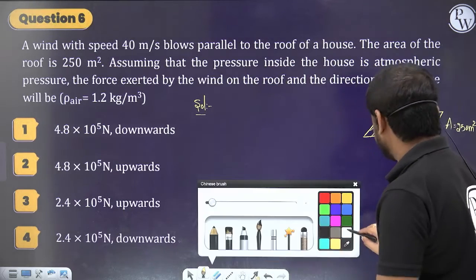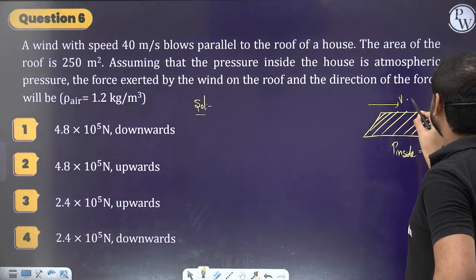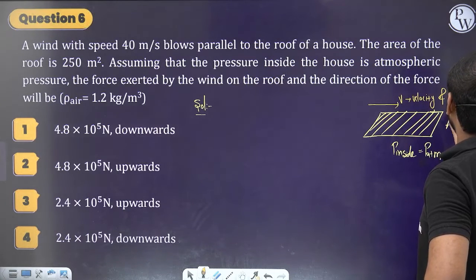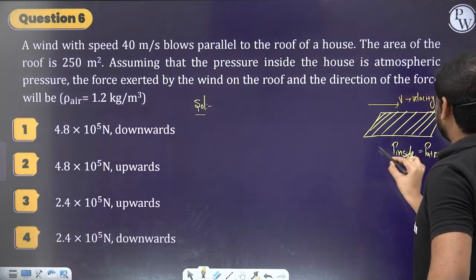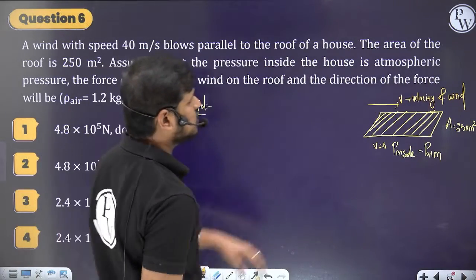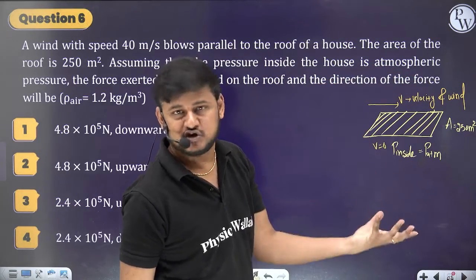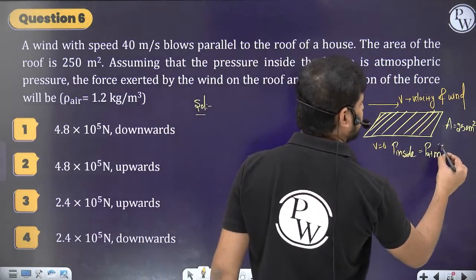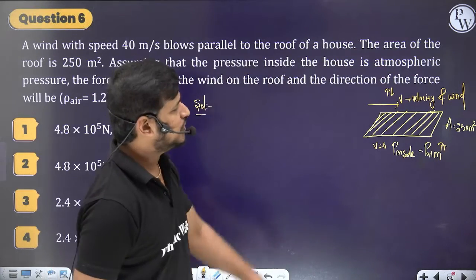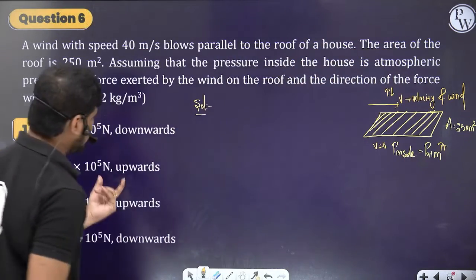Obviously, here some velocity is there. This V is the velocity of wind, and inside we can consider the velocity is 0. So that means the upper velocity is more, and below the roof there is no velocity. So the pressure at the bottom will be more and the pressure at the top will be less. As a result, the force will be exerted upwards.